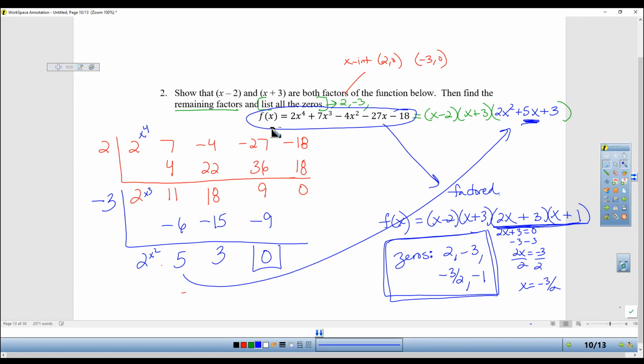If it says write the function in factored form, then this would be the answer. If I say find the zeros, then this would be the answer. If I said find the x-intercepts, then this would be the answer. So you always have to be paying attention to what I'm asking you to do, because they are different questions and you can't just give me the answer that suits you. You must give me the answer that I'm looking for.